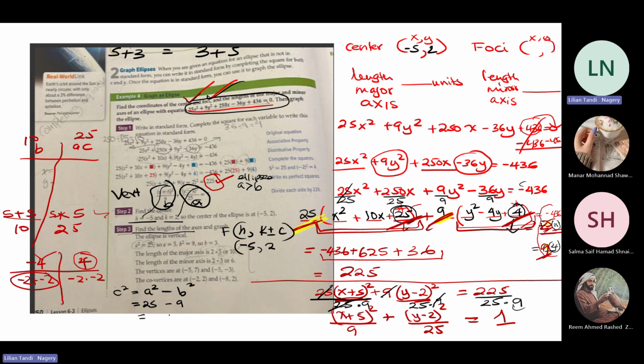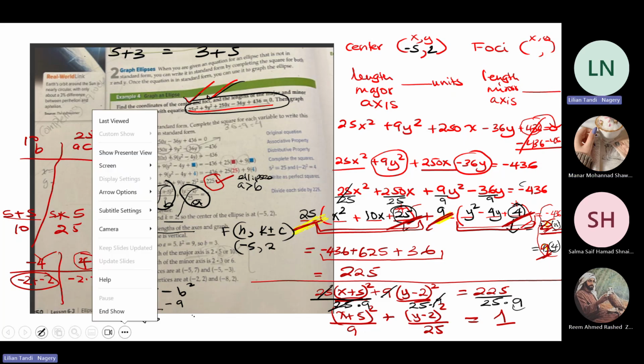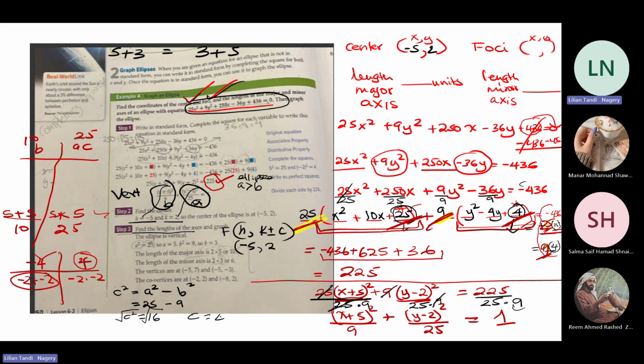25 and 9. So then what do I do? That's 16. C squared is 16. And then square root both sides will give us C. So C is who? 4.